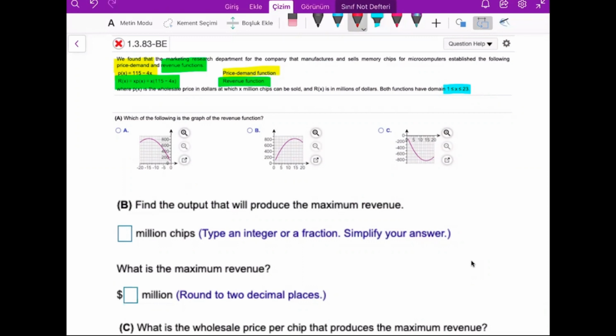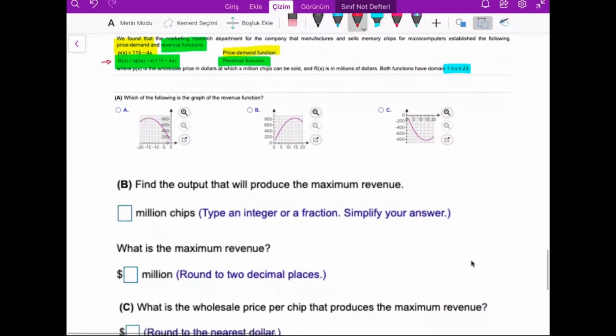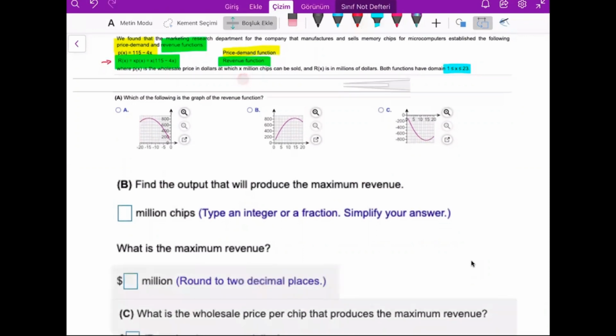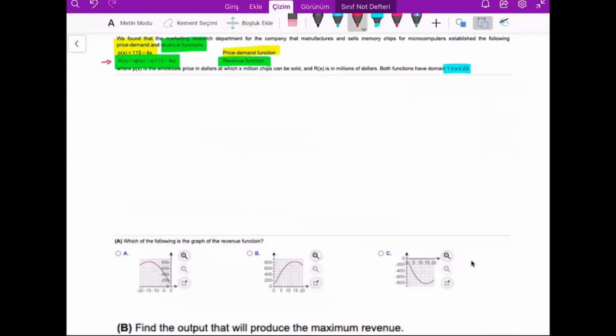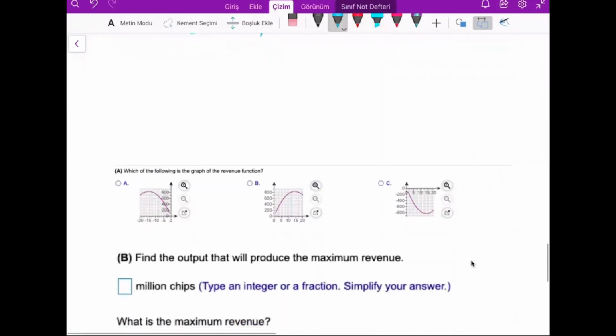Which of the following is the graph of the revenue function? So what is the graph of the revenue function? We should find the vertex. If you can find the vertex, you can sketch the graph. The revenue function is 155x minus 4x squared. Here this is minus 4, so the shape will be like this one. Immediately you can eliminate this graph.